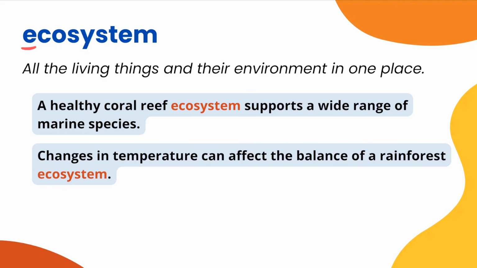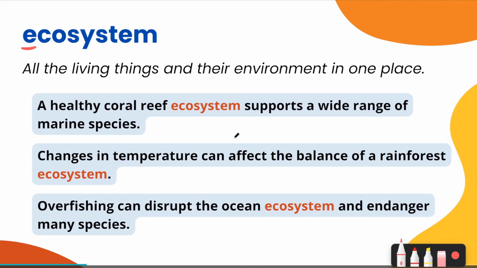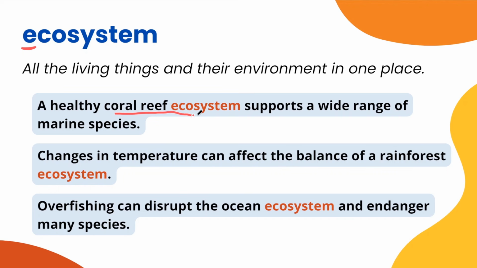Changes in temperature can affect the balance of a rainforest ecosystem. Overfishing can disrupt the ocean ecosystem and endanger many species. So again, some common collocations. Here's a coral reef ecosystem, a rainforest ecosystem, ocean ecosystem. And if you have pollution or problems like overfishing, it can disrupt an ecosystem. It can make it worse. It can damage the living things.